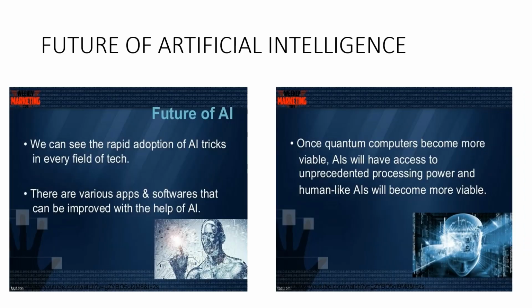Now let us learn about the future of AI. What will be its future? We can see the rapid adoption of AI tricks in every field of tech. There are various apps and software that can be improved with the help of AI. You have seen so many apps like Google Assistant and Siri. Once quantum computers become more viable, we will have access to unprecedented processing power, and human-like AI will become more viable.